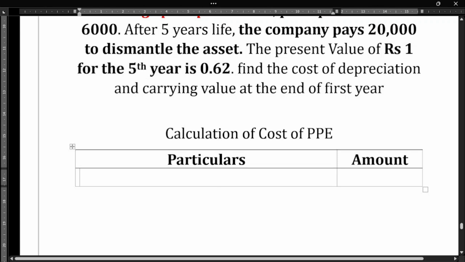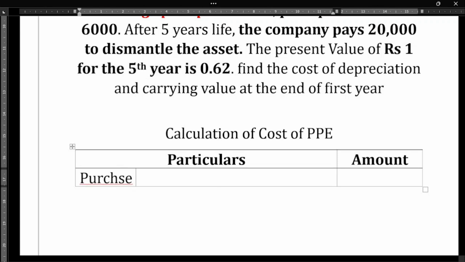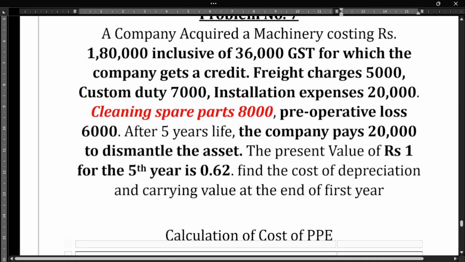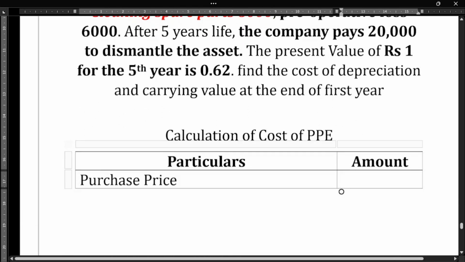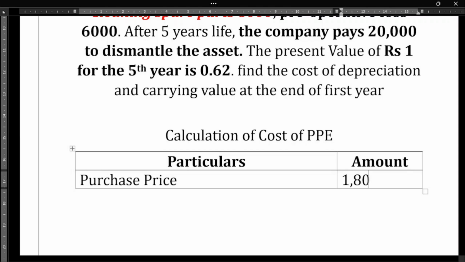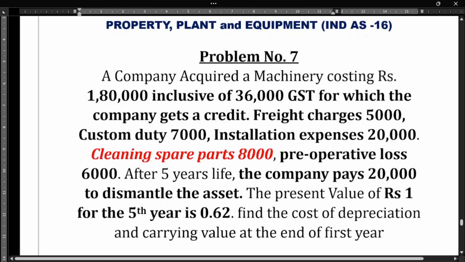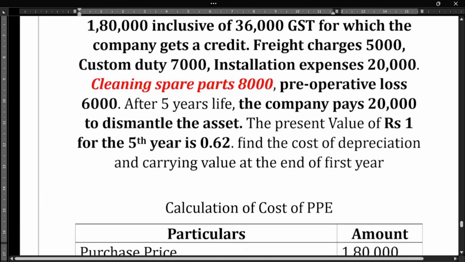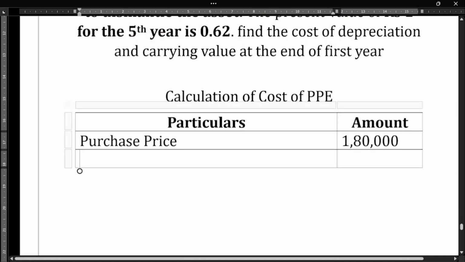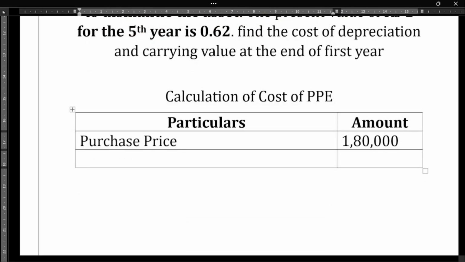For this, first we need to find out the cost of PPE. Always we will start with the purchase price. So what is the purchase price? Purchase price is 1,80,000. As I told you, it is inclusive of GST, which is refundable. Only non-refundable GST should be added, but here refundable GST is already included. So we will reduce it.